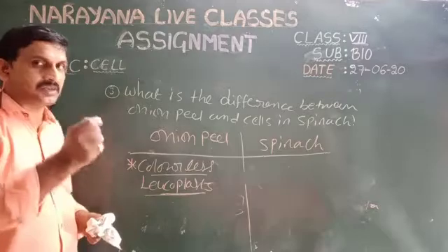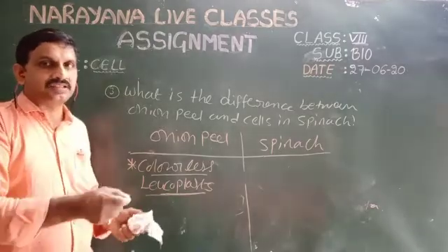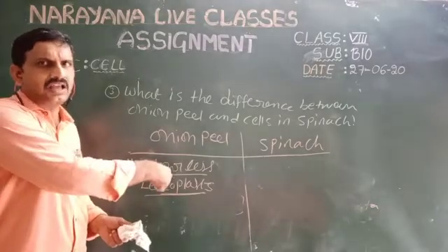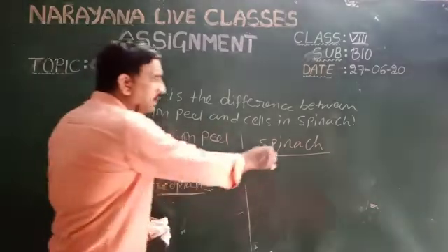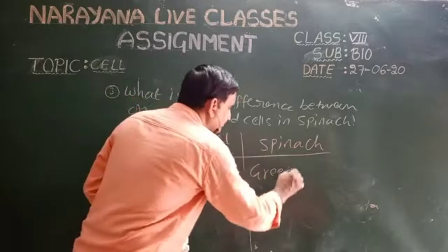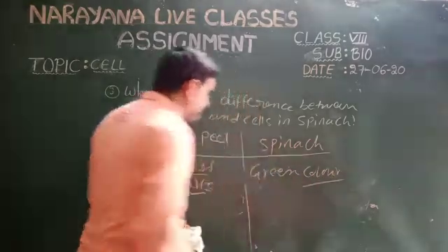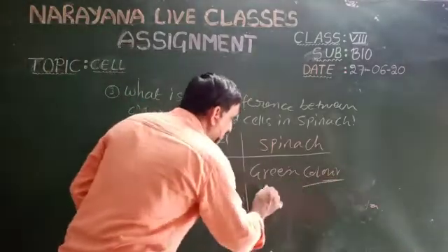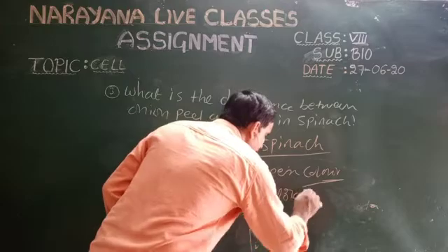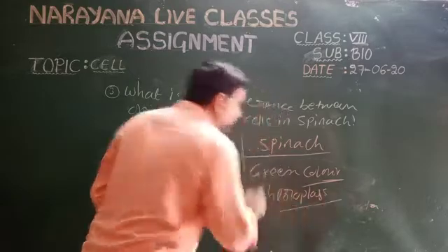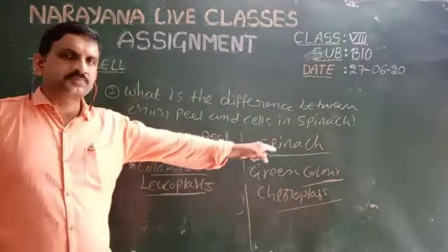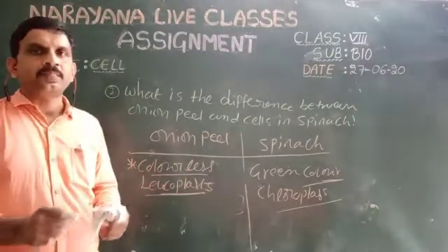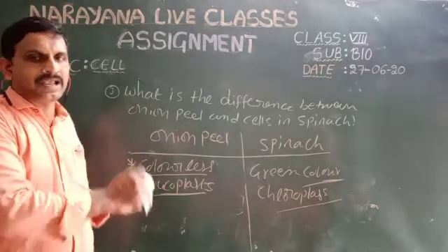Why leucoplast? What is the function of leucoplast? This leucoplast generally stores food materials, food substances. In onion, it stores food only. It is a colorless plastid. Understood? In spinach, there is a green color pigment in the cells. The green color pigment is chloroplast. Chloroplasts are present in cells in spinach, and in onion peel leucoplasts are there. That is the difference regarding the presence of plastids.